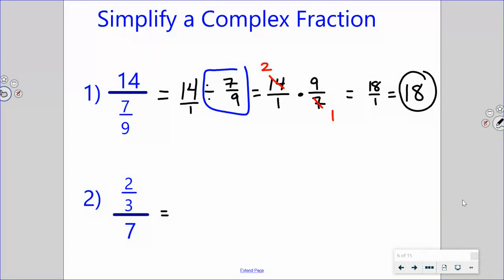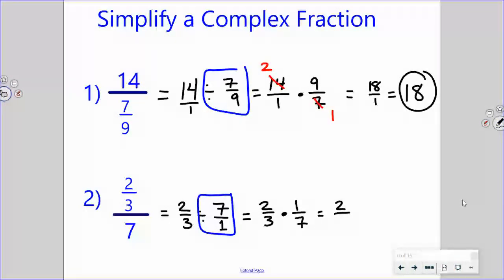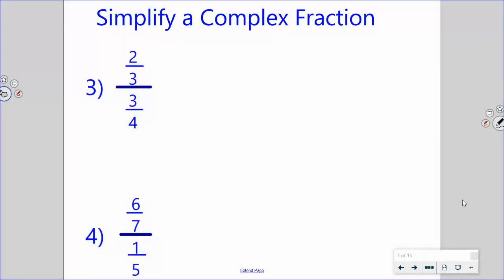We take a look at number 2, where only the numerator is a fraction. Nevertheless, we can rewrite this as 2/3 divided by 7, or maybe we should write 7 wholes. And remembering that we flip the second and multiply, 2/3 multiplied by the multiplicative inverse, nothing cross reduces. We end up with 2/21. 2/21 of a mile per hour.